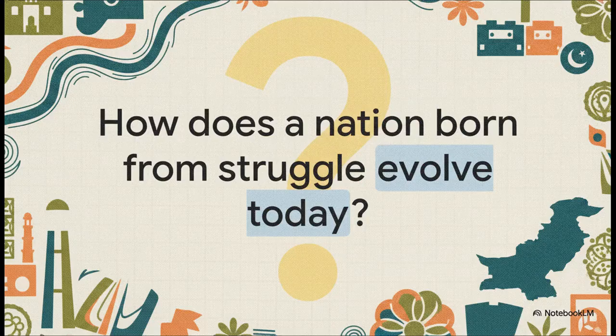So as we wrap up this explainer, I want to leave you with this question to chew on. How does a nation born from such monumental struggle, complex negotiations, and painful divisions continue to evolve its identity and democratic institutions today? The story of Pakistan isn't just a chapter in a history book. It's a living, breathing process of nation building happening right now. It's amazing how much the shadows of the past shape the present, isn't it?